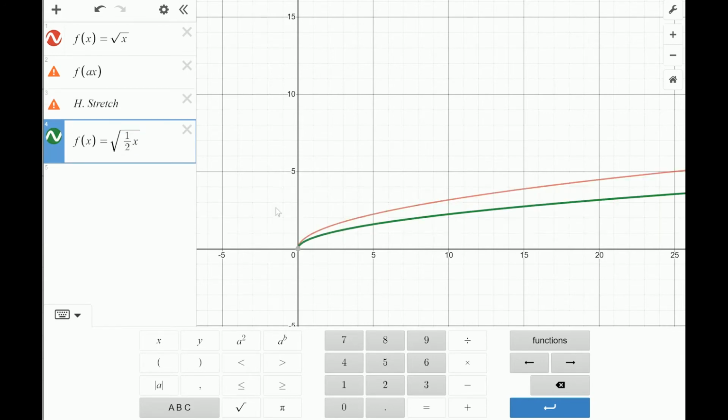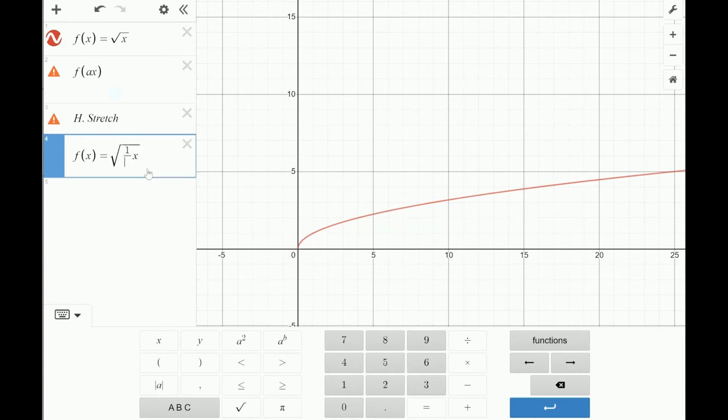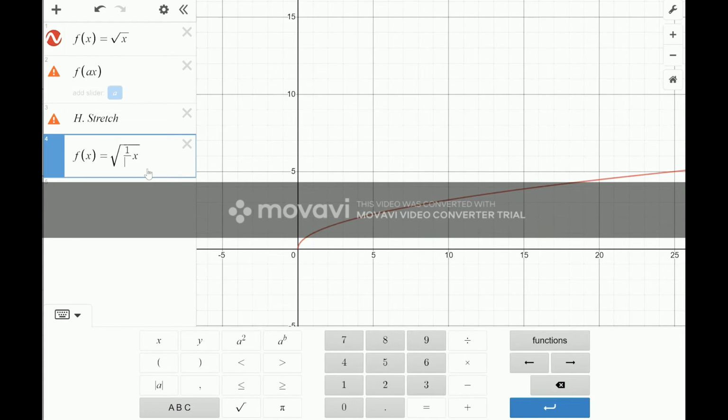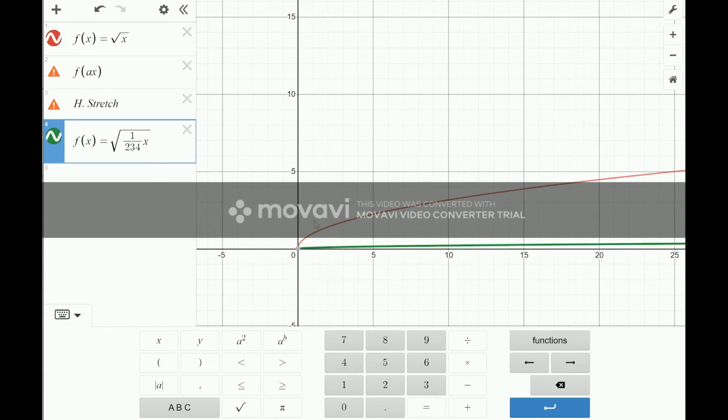So now the green graph, you can see, is getting flatter and flatter. It's being stretched horizontally. So here we see 1/5, or basically the larger the number on the bottom gets, the more stretched horizontally it gets.